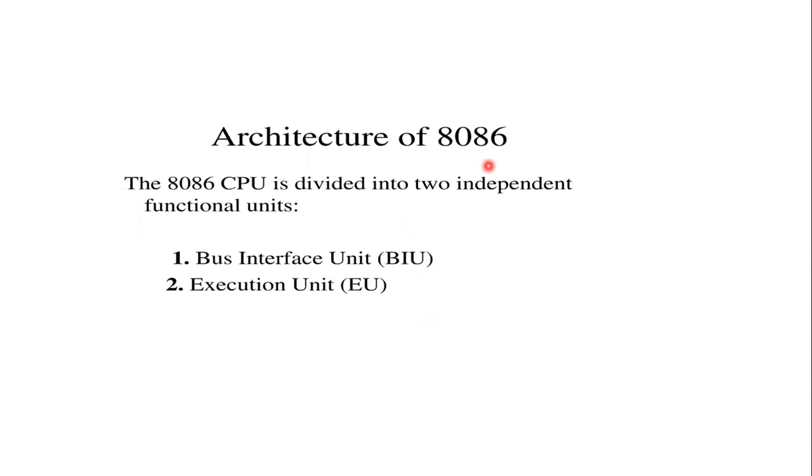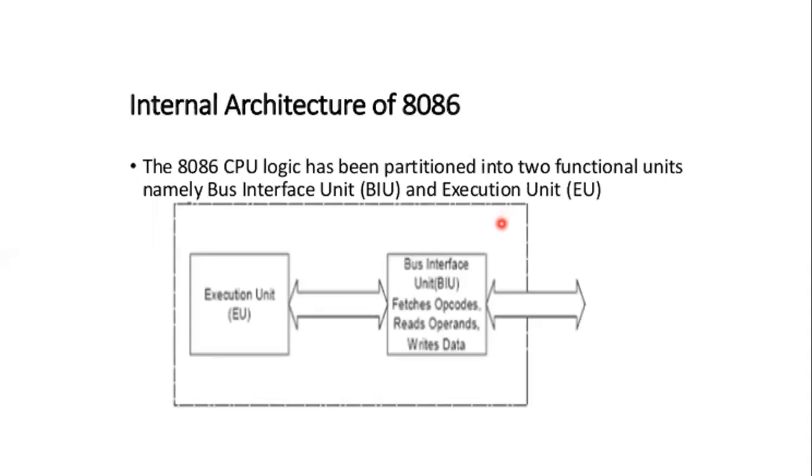Now, the architecture of 8086 is divided into two independent functional units. One is called the bus interface unit and the other is the execution unit. The bus interface unit is called the BIU, and the execution unit is called the EU. So this is the execution unit and this one is the bus interface unit. Let us see the architecture diagram.